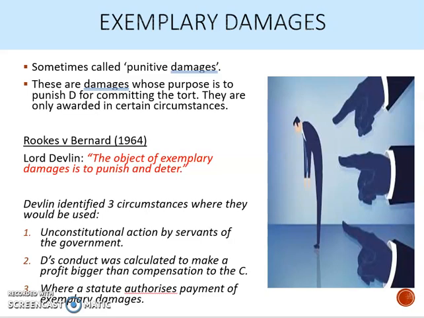Tort isn't usually used for retribution, for punishing a defendant. We use punishment and retribution for the criminal law, not usually for tort. But it can, as we've seen in Rookes and Barnard, exemplary damages can be used to punish the defendant in rare cases. And Devlin identified 3 circumstances that were quite limited where exemplary damages would be awarded, such as unconstitutional action by servants of the government and basically abuse of power. So quite limited circumstances that these will be awarded.